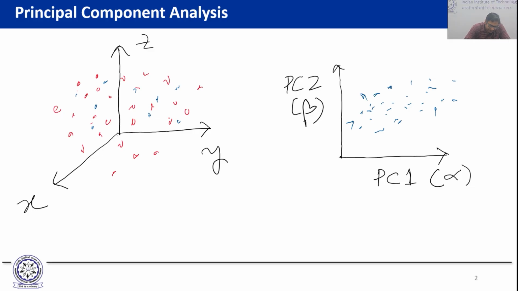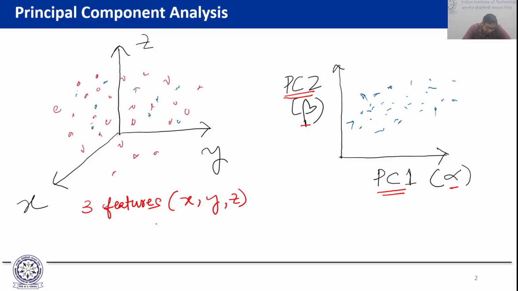So in this first figure, we basically have 3 features, which are varying along x, y and z. And we have a fair amount of scatter in the data. So what we then try to do is reduce the number of features. So from 3 features we are trying to go to 2 features. Each feature we call a principal component. So principal component 1, which we are representing by alpha, and principal component 2, which we are representing by beta.